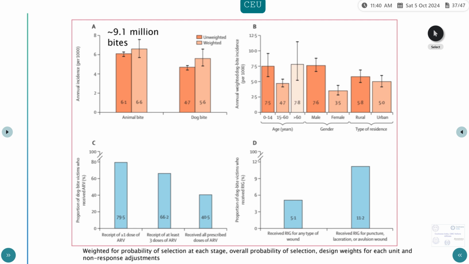Like 9 million is not meant for 1,000. 9 million is overall. Overall, yes. But it's 6 per 1,000. 6.6 per 1,000, and 9 million bites is the overall estimate. Yeah.